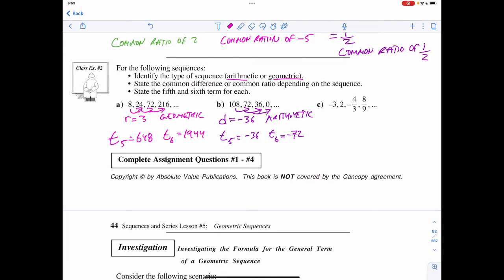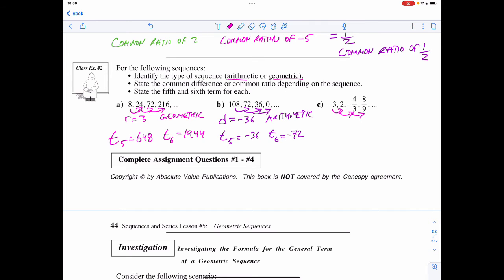Now when I get to example C, going from negative 3 to 2 increased by 5, but then going from 2 to negative 4 over 3, it didn't increase by 5 again, which means that this one looks like it's going to be geometric. And in this case, I can't tell what I'm multiplying by right off the top of my head going from one to the next.